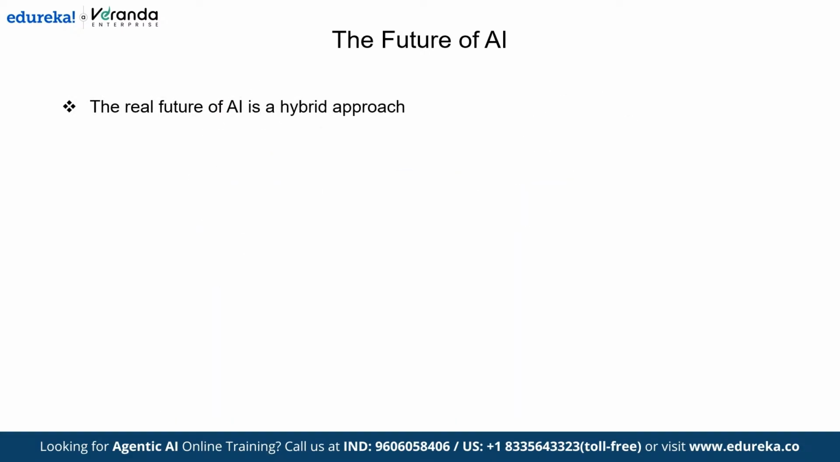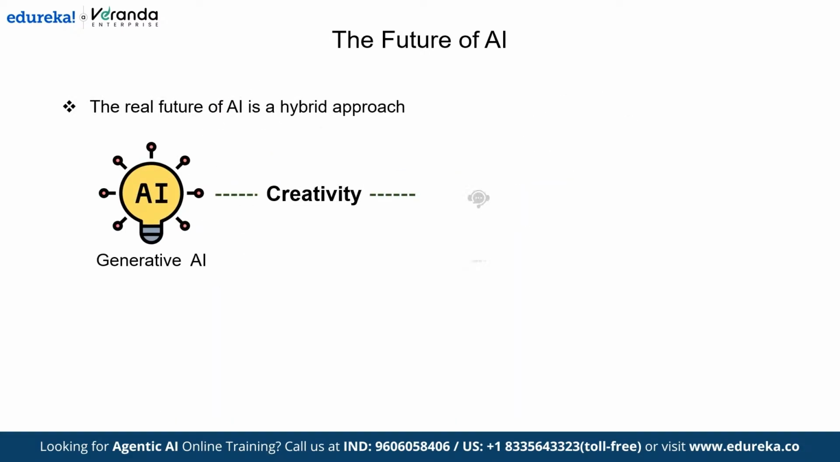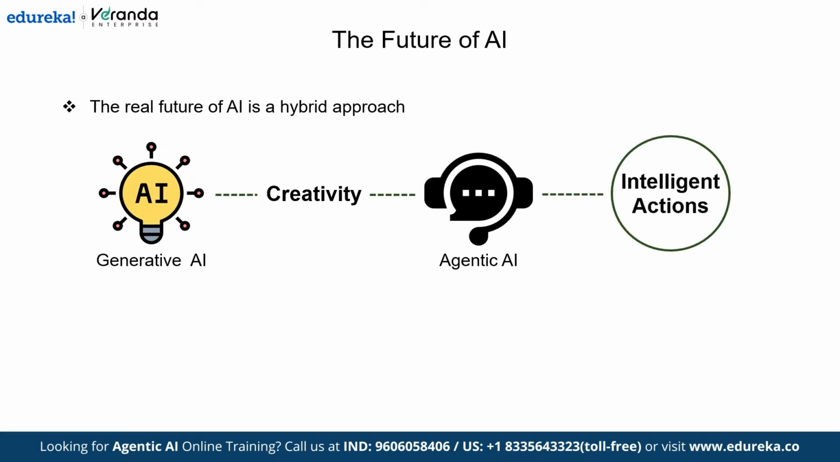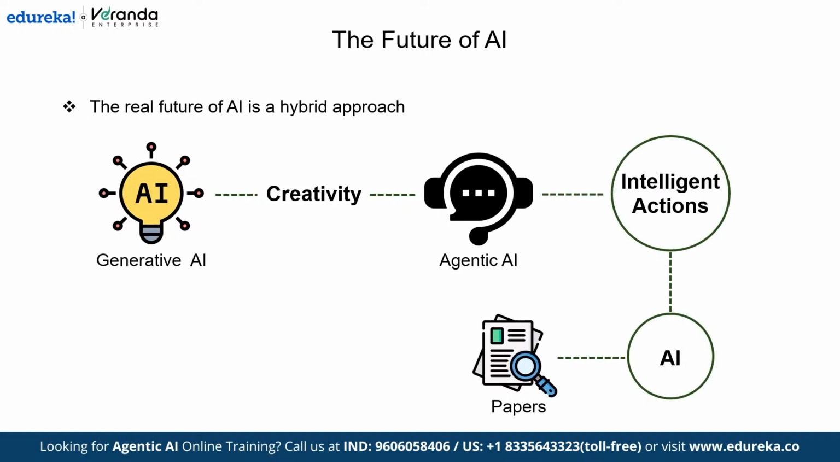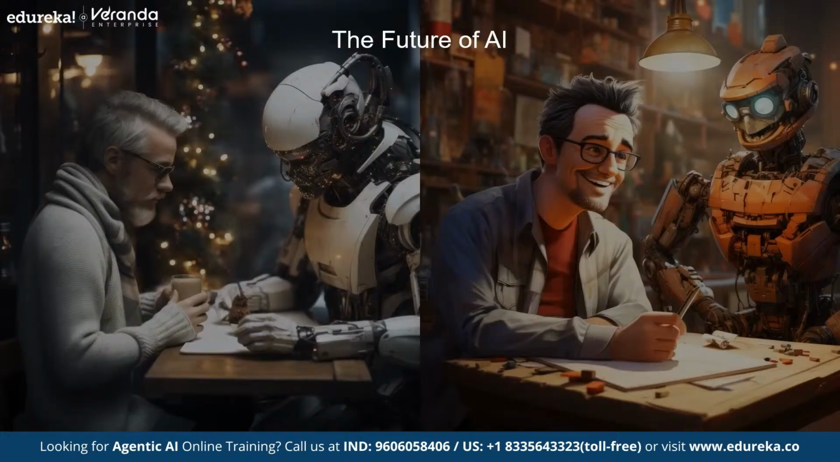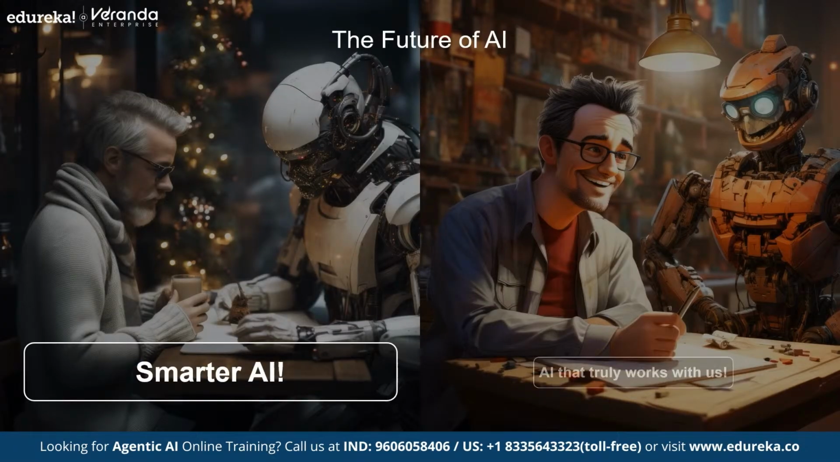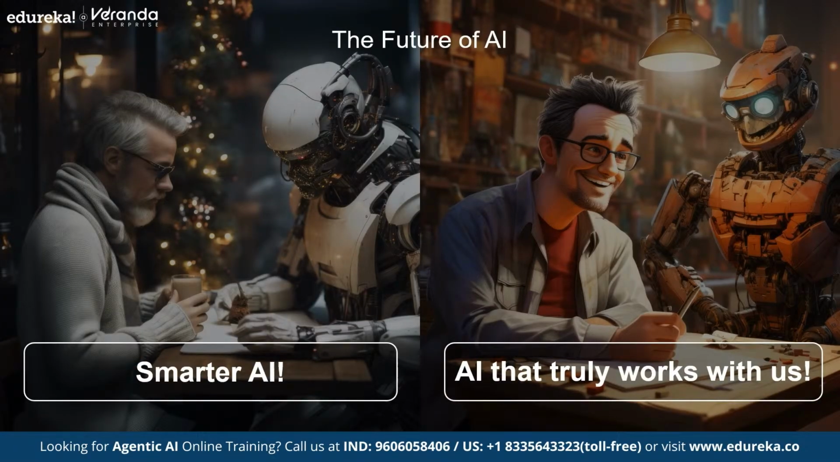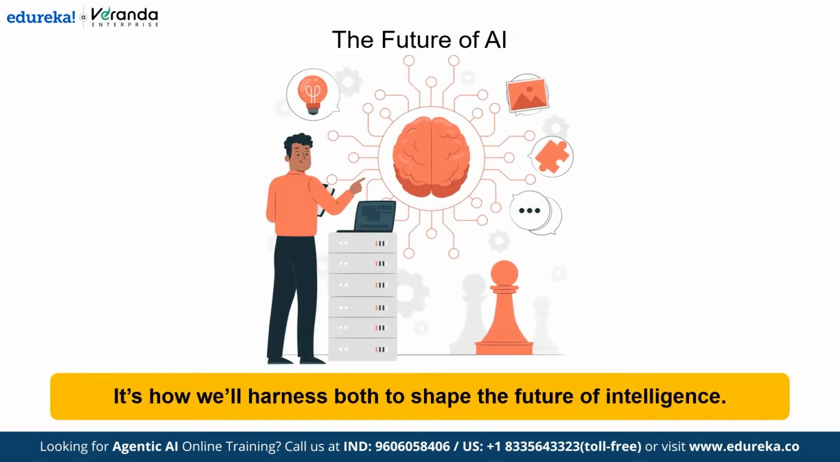The real future of AI is a hybrid approach, where generative AI fuels creativity and agentic AI drives intelligent action. Imagine an AI system that not only writes a research paper, but also submits it to journals, responds to reviews, and refines it automatically. This is where we are headed. Not just smarter AI, but AI that truly works with us as both a creator and an agent. The question isn't whether agentic AI will replace generative AI. It's how we'll harness both to shape the future of intelligence.